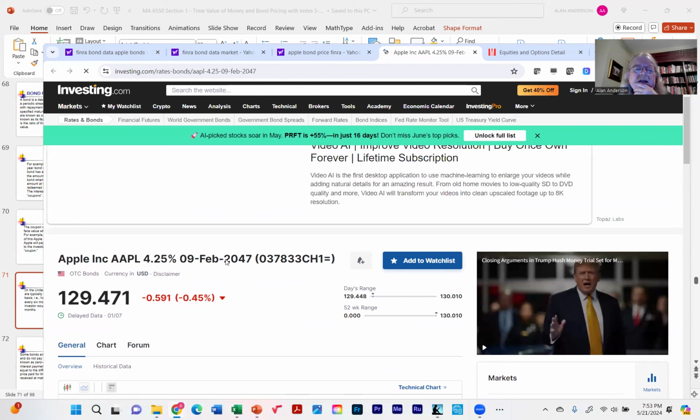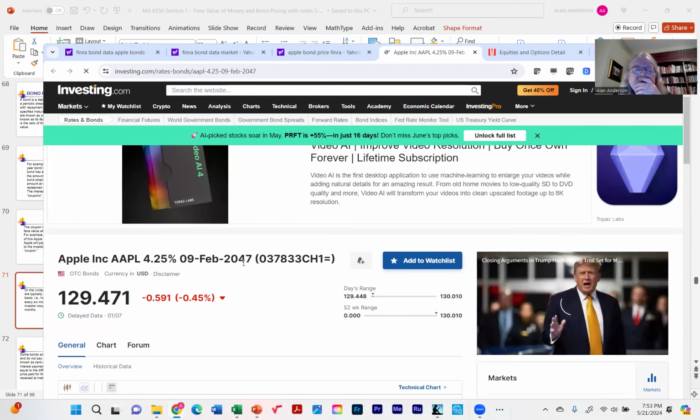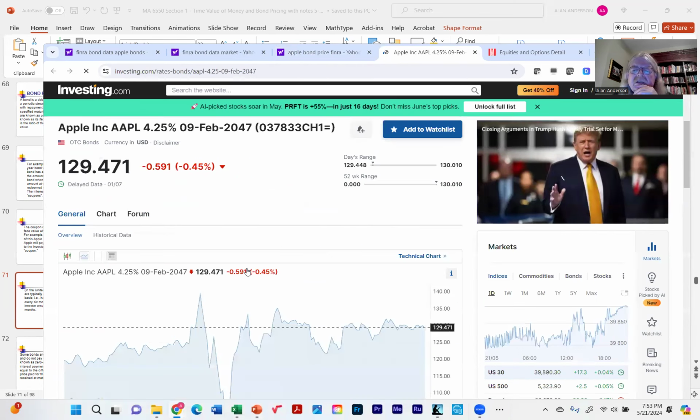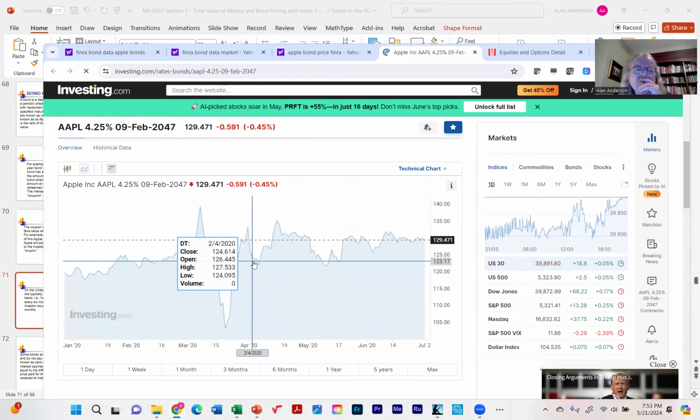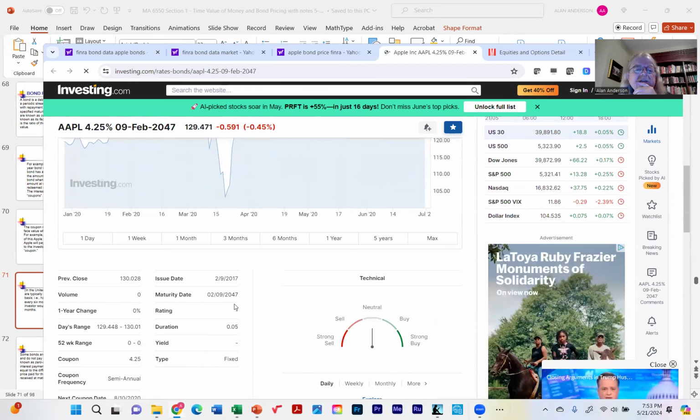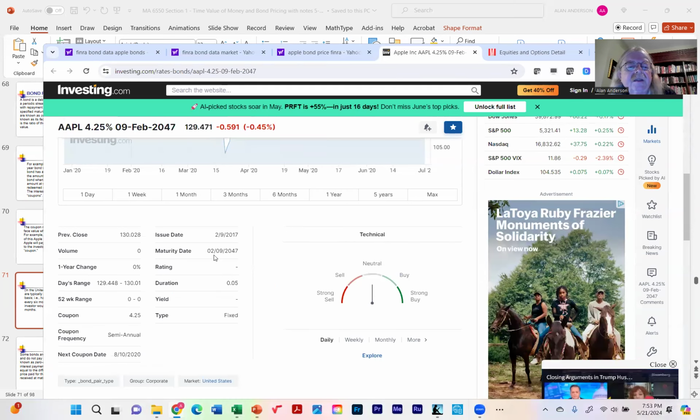This bond was issued by Apple. Now it's maturing in February 47. It doesn't tell us when it was issued, though. Oh, yes, it does. In 2017. I'm going to remember this website, Investing.com. I don't think I'm going to bother with FINRA anymore. They actually gave me what I wanted. So it was issued in February 2017. It was a 30-year bond at that time. It'll mature on February 9th, 2047.